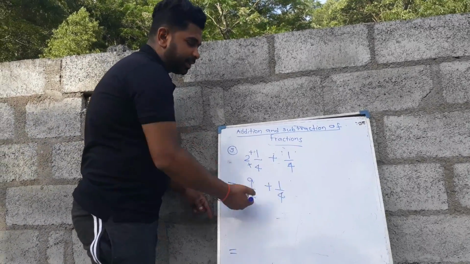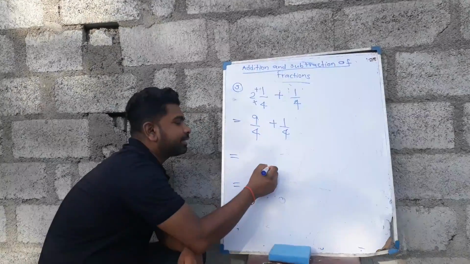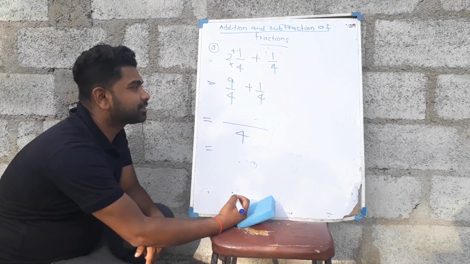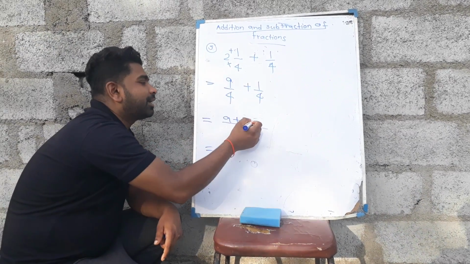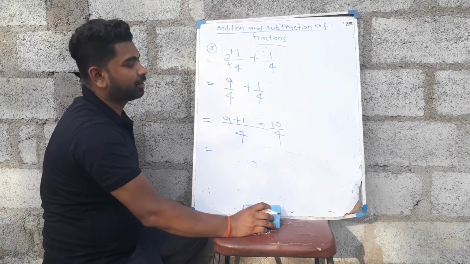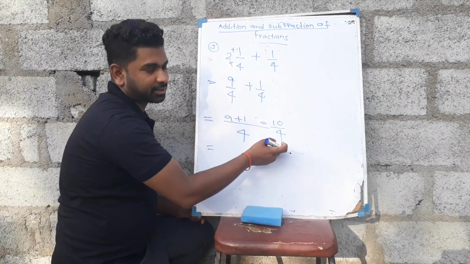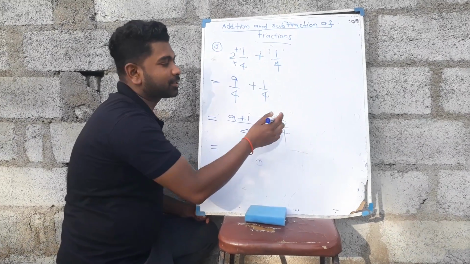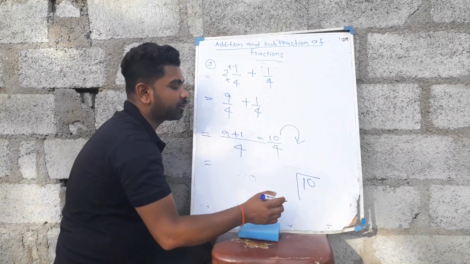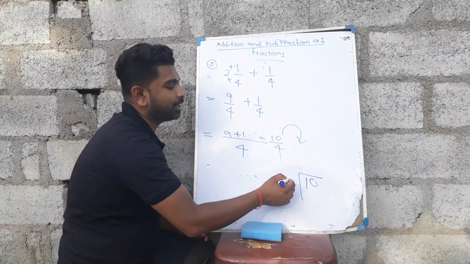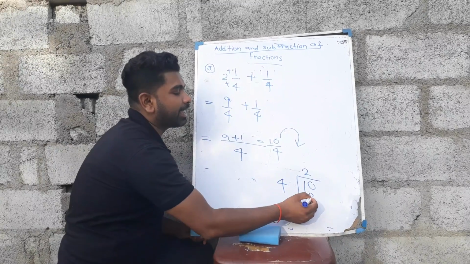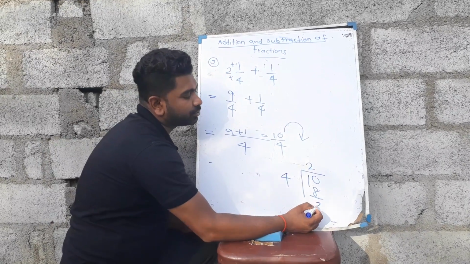Then you can see there is a common denominator, and that is the common denominator for the answer. So 9 plus 1 is 10. So 10 over 4. This is improper, so you can write it as a mixed number. Go to the long division. 10 becomes the dividend and 4 becomes the divisor. How many 4s are there in 10? 2. 2 into 4 is 8. So subtract, then 2 is left.